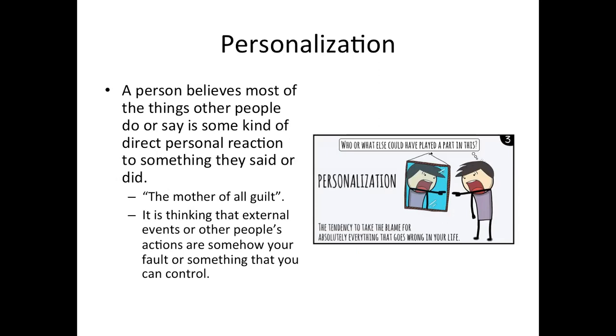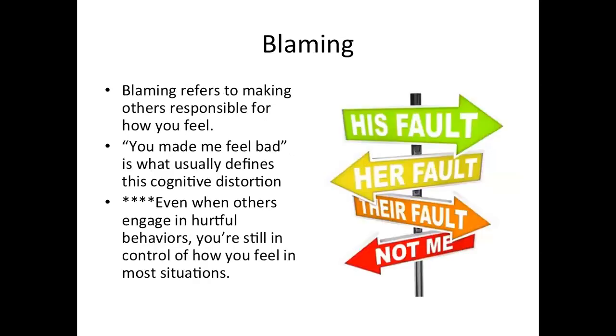In all situations, a person isn't 100% to blame for what's going on. There are circumstances outside of their control, but to personalize it is harmful. Now, the opposite, instead of turning inward, is to turn outward, where we blame. So it's his fault, her fault, their fault, but not my fault, right?